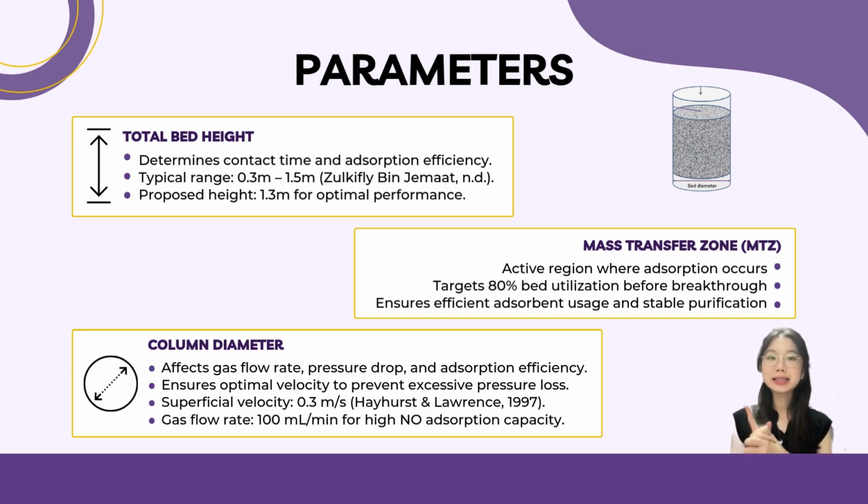First, the bed height is set at 1.3 meters, within the range of 0.3 to 1.5, to balance efficiency and cost. Second, the mass transfer zone is optimized for 80% bed utilization, preventing material waste while ensuring high adsorption. Third, the column diameter is determined using a superficial velocity of 0.3 meters per second and a gas flow rate of 100 milliliters per minute to maintain effective adsorption without excessive pressure loss.